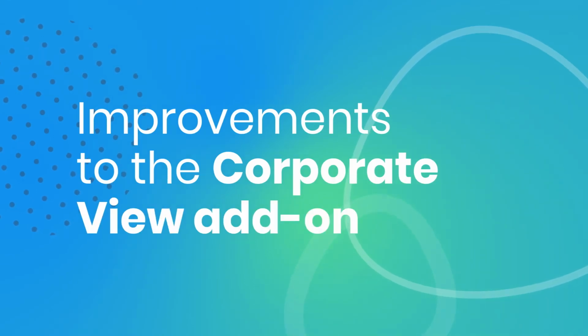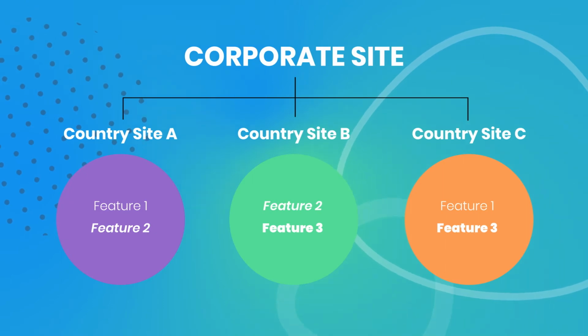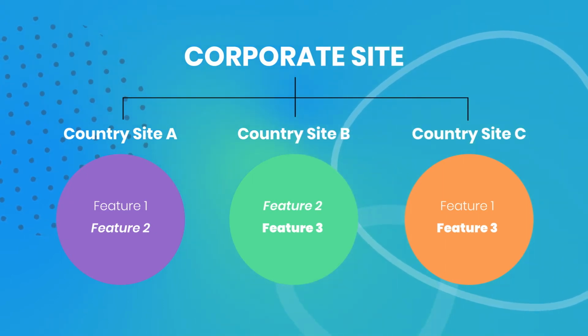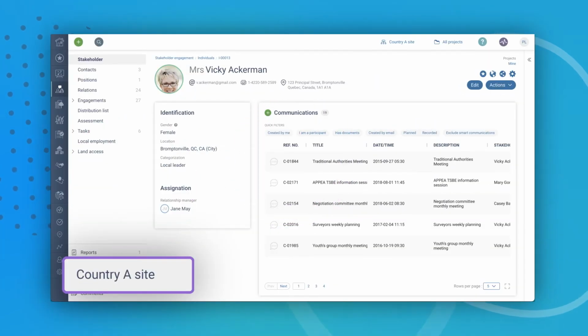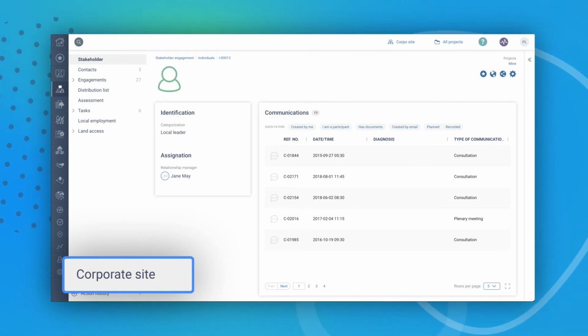If you're not familiar with the Corporate View add-on, it allows organizations with multiple sites to standardize their data management processes across the organization, while still allowing each site to configure the software for their own needs. Users will be pleased to learn that we've improved the privacy of this add-on. The personal data for each site's stakeholders can now be hidden without compromising the quality of the reports sent to headquarters.